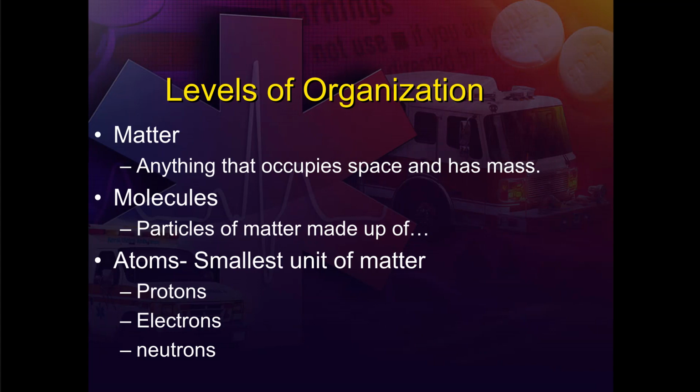So with chemistry, we start off with basically identifying the things that occupy space. Matter is anything that occupies space and has mass, and the molecules and elements that we're going to describe have those properties, along with subatomic particles. Molecules are particles of matter made up of atoms. Atoms are the smallest unit of matter. What we're showing here is protons, electrons, and neutrons as our list of the subunits of atoms, the basic subunit of matter. Let's identify some characteristics of each of these things.